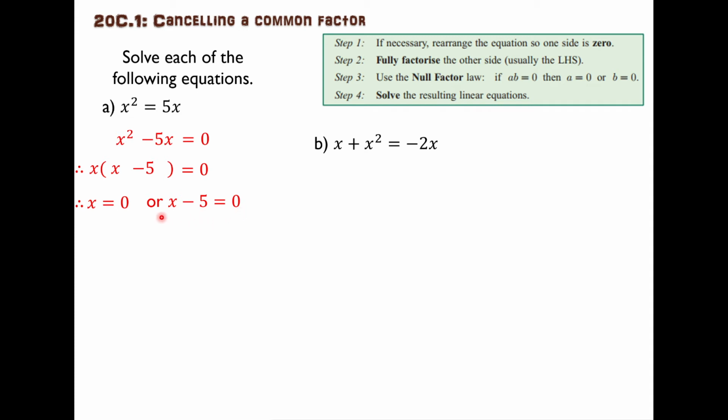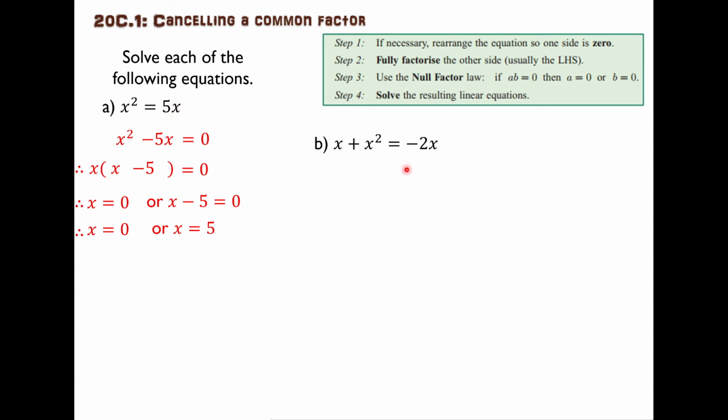We now have two equations. The first one is easier to solve. In fact, it's already solved, right? X is 0. But this second equation, how do we solve this one? X take 5 equals 0. There are a few ways. One way is to imagine this negative 5 moves to the other side and becomes positive 5. So x is 0 plus 5, which is 5. The other way to solve it, I suppose, is to just look at it and see, oh, if I replaced x with 5, then it would say 5 take 5 equals 0, which is true. So these are the two solutions to this equation.